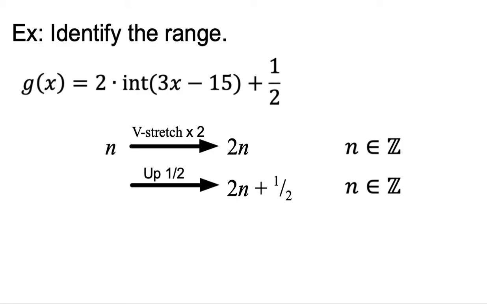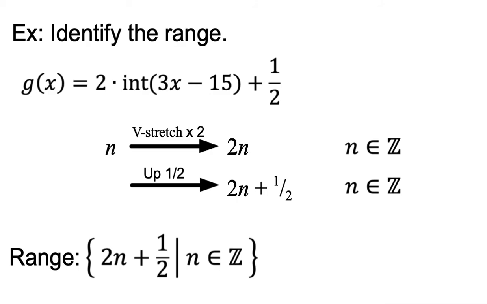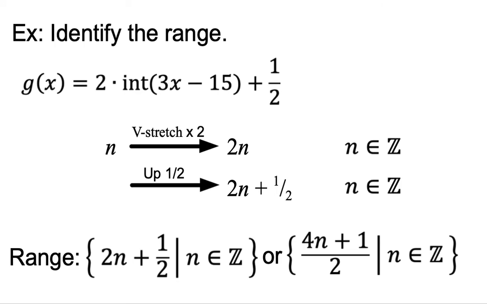Notice that this bears a nice example of how we can do set builder notation. We have a formula, and we have the condition on that formula. Therefore, we can say our range is the set of 2n plus 1/2 such that n is an integer. Or, simplifying that into a rational expression, the set of (4n plus 1)/2 such that n is an integer.